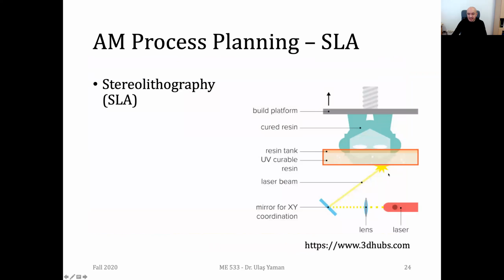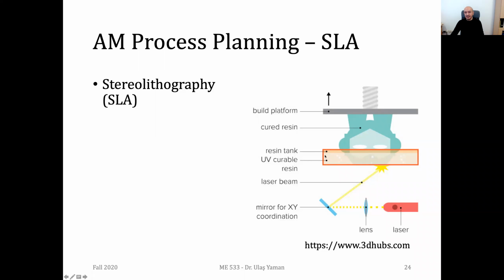We have a similar schematic here. We only have a single platform in this manufacturing technique. In SLS systems, we may have two of them, one going down, one going up, but in stereolithography, we only have a single platform. In this configuration, it's going upward, but there are also configurations where your build platform is going downward.